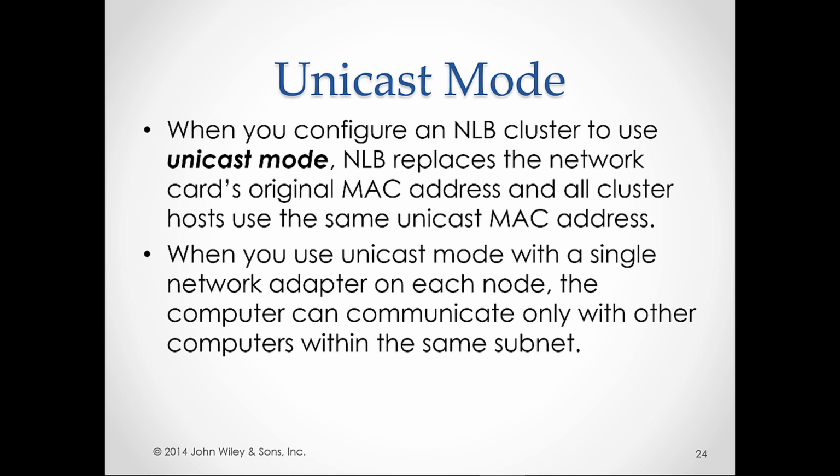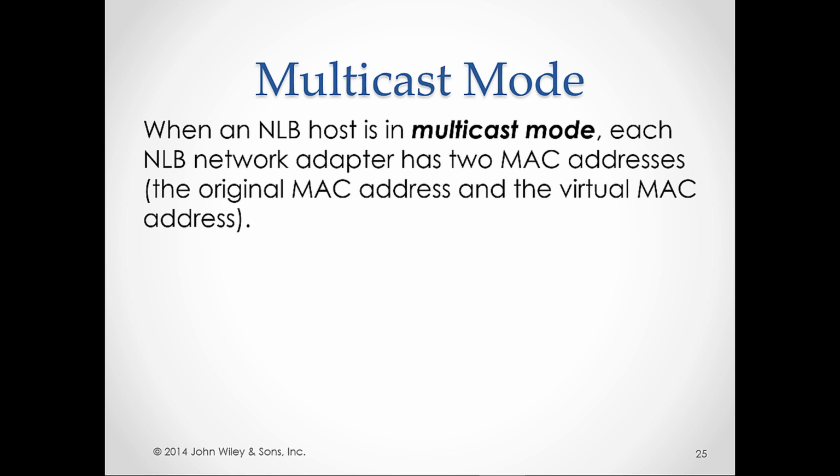When you configure an MLB cluster to use Unicast mode, MLB replaces the network card's original MAC address on all cluster hosts with the same Unicast MAC address. When you use Unicast mode with a single NIC adapter on each node, the computer can communicate only with computers within the same subnets. As opposed to, again, multicast, when an MLB host is in multicast, each MLB network adapter has two MAC addresses, the original and the virtual.